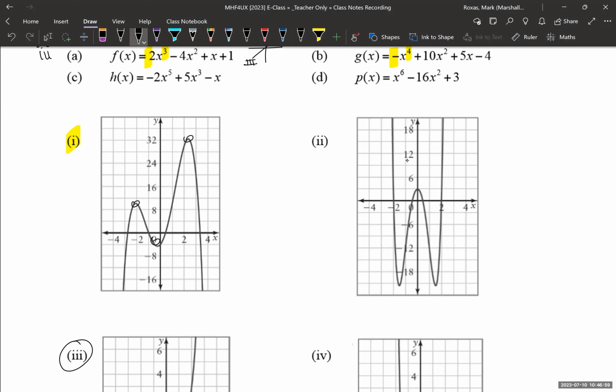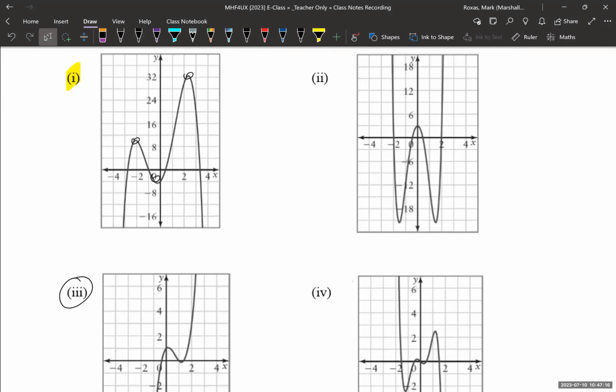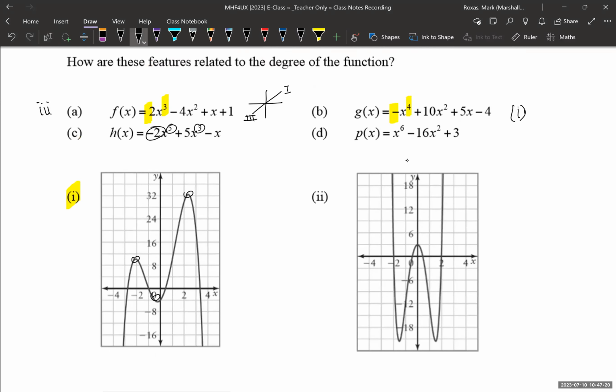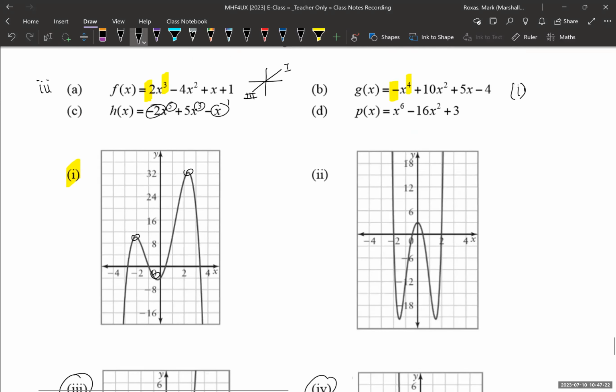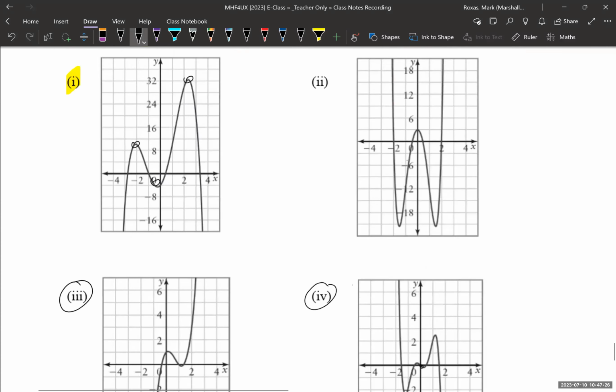Okay, part C. So this is graph number 1. Okay, so we eliminated those two. So let's say h of x, negative 2x to the power 5 plus 5x cubed minus x. Negative 2 leading coefficient, odd degree. If it's going to start at quadrant 2 and end at quadrant 4, it's going to be this one right here. Every term is an odd degree term. So that's point symmetry about the origin, which we do see here. So that will match that graph.